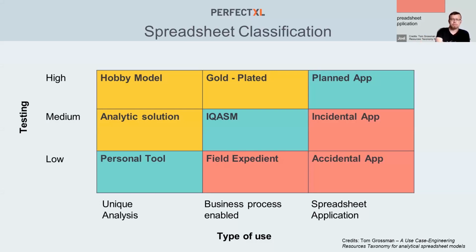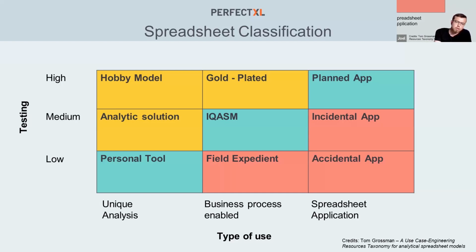So you can see this green line that draws through the center here, which is, for many companies, the expected amount of testing and checking done to a model to guarantee success for its use case within the business. So a personal tool needs very limited checking or testing. The ESSI ASM, this stands for an industry quality application spreadsheet model. And then you've got a planned application, something that's pushed out to a lot of different users that needs very strenuous testing and review.